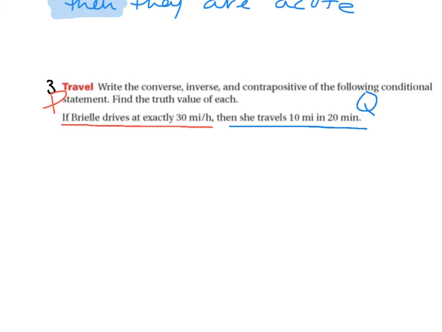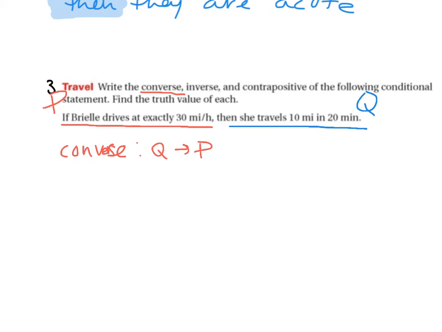I thought the converse was... Oh yeah, I'm sorry. The converse, Q then P. So ignore everything I just said. The converse is Q then P. So the first one that it's asking for is Q then P. So how do we say Q then P?